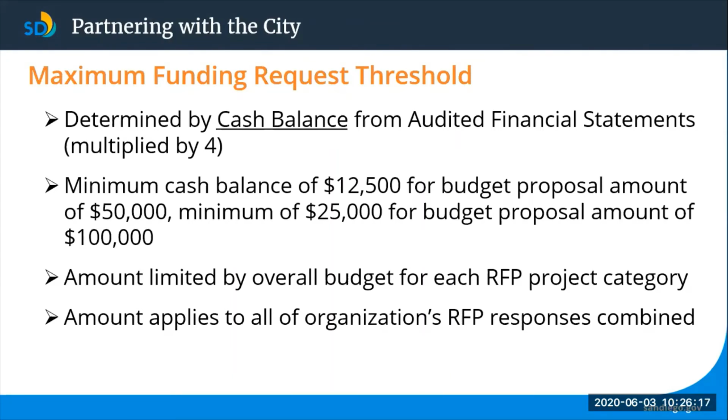There are a lot of questions about what is considered cash, and why do we have it multiplied by 4? If you'd like to get into those details, I'm happy to answer those in a follow-up conversation with your organization. But again, it's something where you really just need a minimum cash balance on your audited financial statements of $12,500 for budgeting purposes.